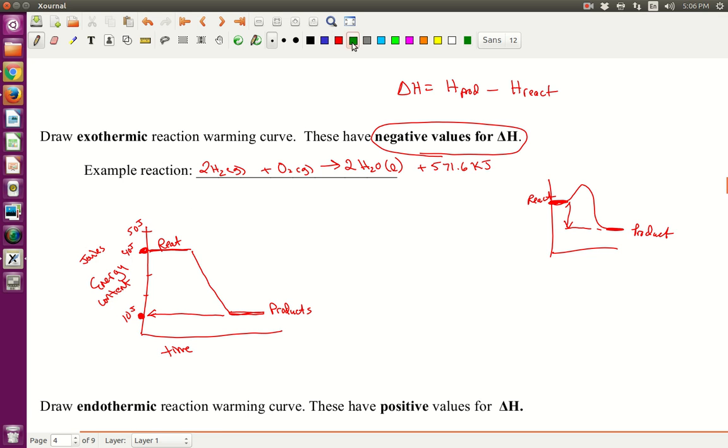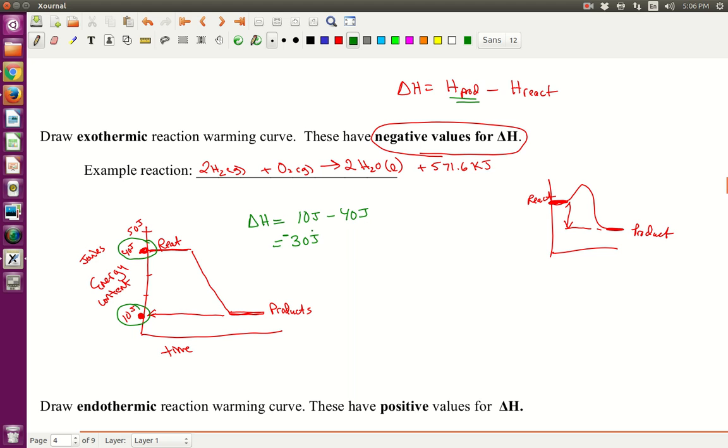In that case, the reactants would start off with 40 joules of energy, and the products, if we go across, would end with 10 joules of energy. If I calculate the delta H, it's going to be the products, 10 joules, minus the reactants, 40 joules. 10 minus 40 is 30 joules of energy, but negative 30.